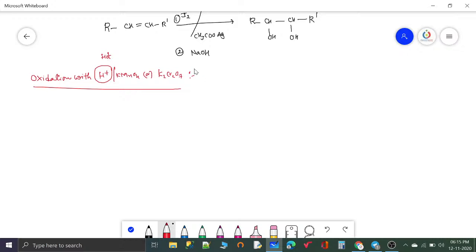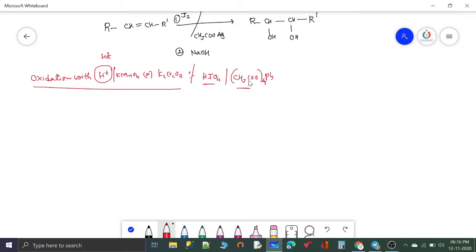Not only these two reagents, there are some other reagents which always give similar products with alkene molecules. Those are HIO4, or else you can take lead acetate, (CH3COO)4Pb. Imagine that each is a different reagent. Don't think that both are to be used simultaneously.